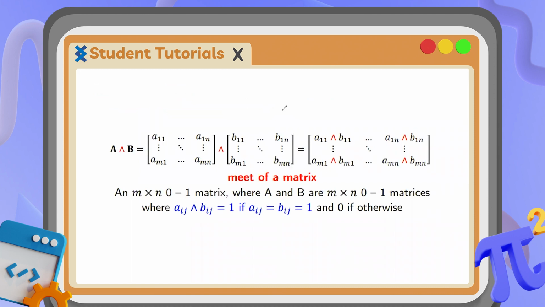So now we have the matrix operations for 0-1 matrices. First is the meet of a matrix, which is a 0-1 matrix where A and B are both 0-1 matrices of the same dimension, where A sub ij meet B sub ij is equal to 1 if and only if A sub ij is equal to B sub ij equals 1, and 0 otherwise.